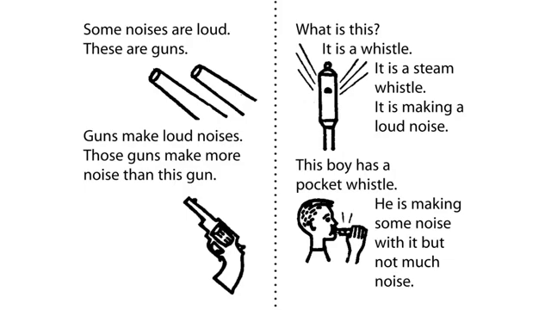Some noises are loud. These are guns. Guns make loud noises. Those guns make more noise than this gun. What is this? It is a whistle. It is a steam whistle. It is making a loud noise. This boy has a pocket whistle. He is making some noise with it, but not much noise.